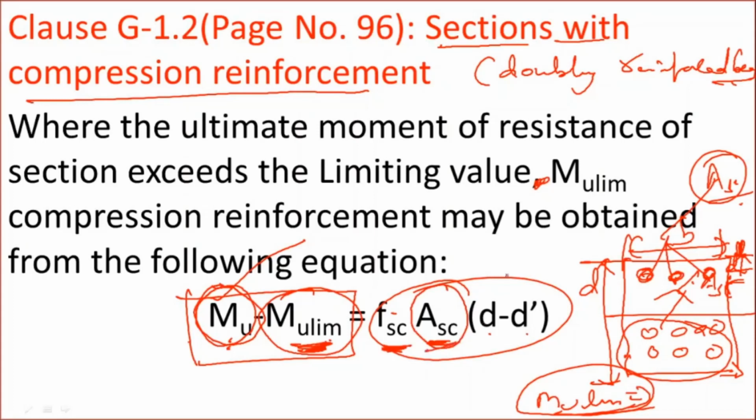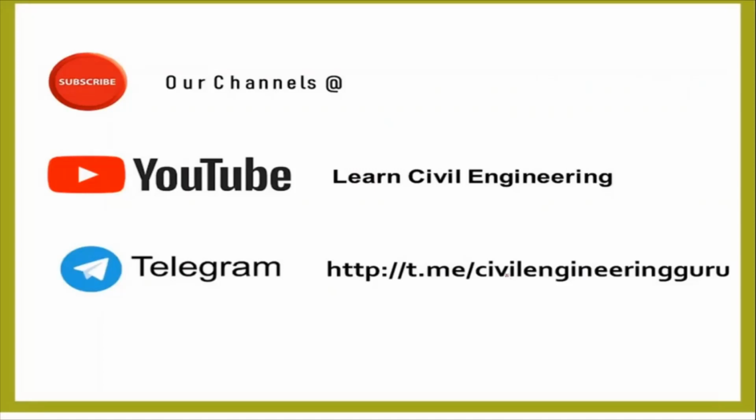So this is about the calculation of moment of resistance for singly reinforced beams and doubly reinforced beams. With this, IS 456 is completed. In the coming videos we are going to discuss IS 1343:2012, that is the code for prestressed concrete. Hope you enjoyed all the videos of this series of IS 456:2000 detailed explanation.